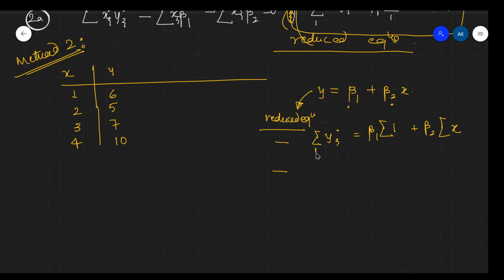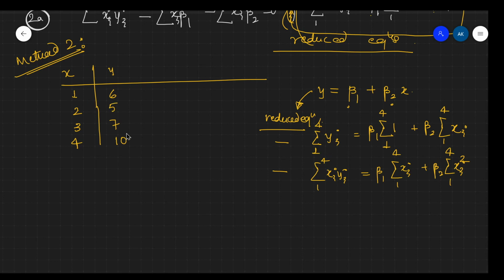Now this summation will go from 1 to, how many points are there? 1, 2, 3, 4. So 1 to 4. And the second will be: multiply the above equation with x throughout. So it will be summation xi yi is equal to beta 1 summation xi plus beta 2 summation xi square, from 1 to 4.